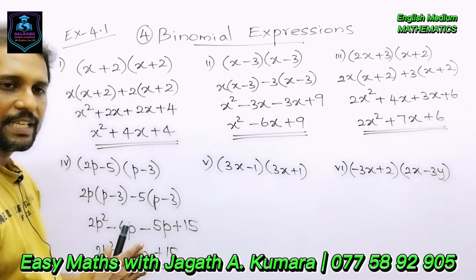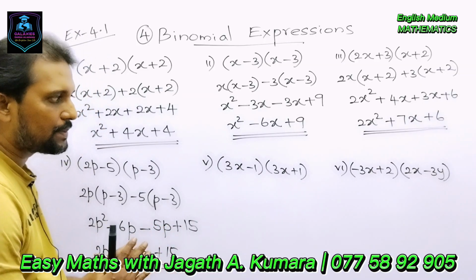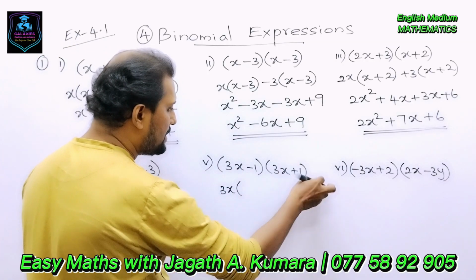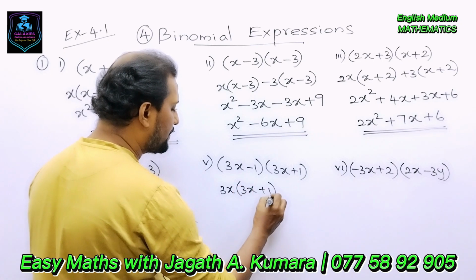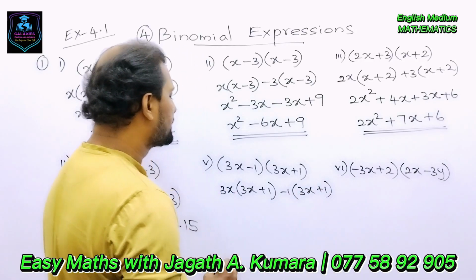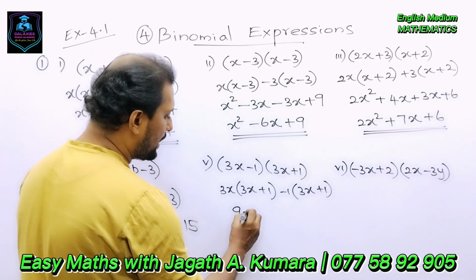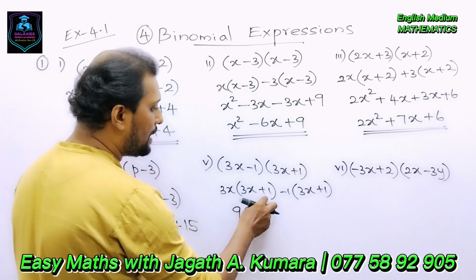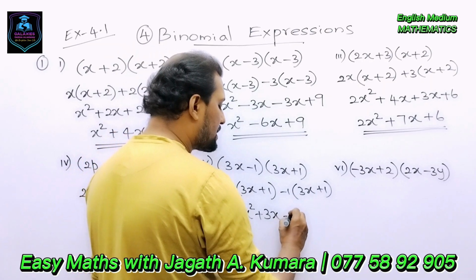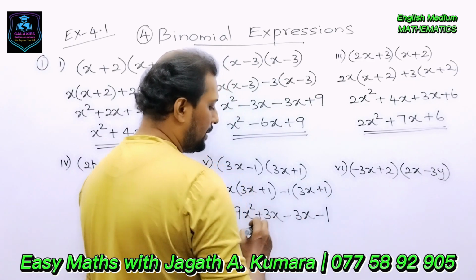Then let's go to the next one. 3x minus 1. Another bracket given 3x plus 1. 3x multiply second bracket 3x plus 1, minus 1 multiply second bracket. Now you remove the brackets. Positive 3x multiply positive 3x, positive 9x squared. Positive 3x multiply positive 1, positive 3x. Negative 1 multiply positive 3x, negative 3x. Negative 1 multiply positive 1, negative 1.